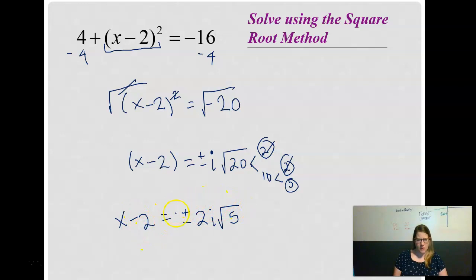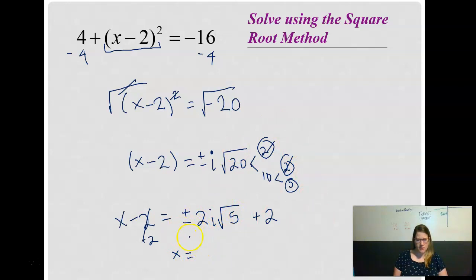Now my answer here, plus or minus 2i roots of 5 on my right side of the equation, there's no way I can add 2 to that. And so this time, I'm not going to break it into 2 equations. I'm just going to leave it like this. It still means the same thing as positive 2i roots of 5 plus 2 as one solution, and then the second solution is negative 2i roots of 5 plus 2.